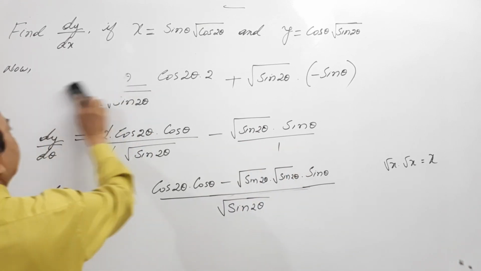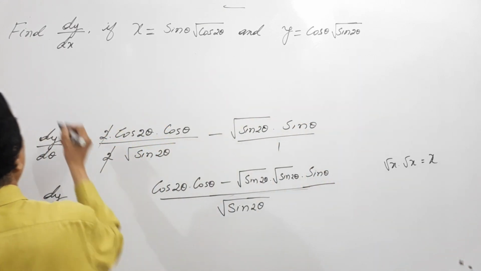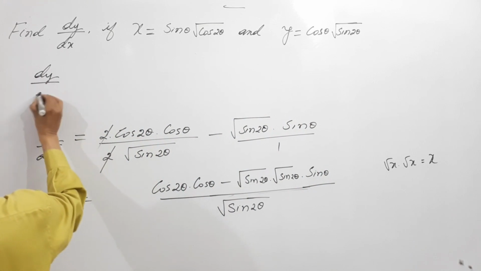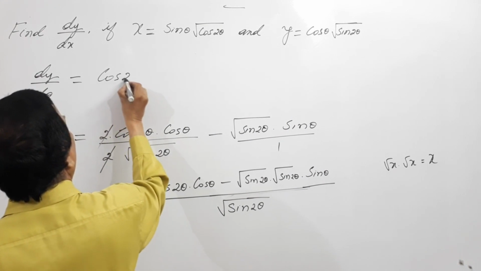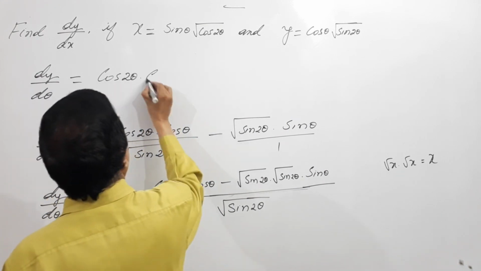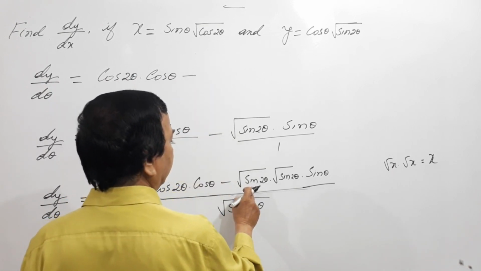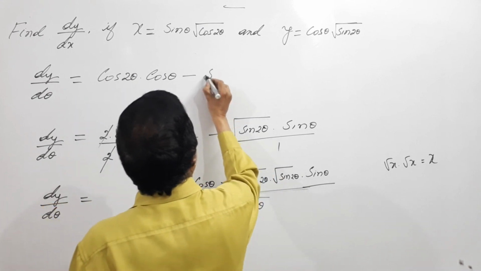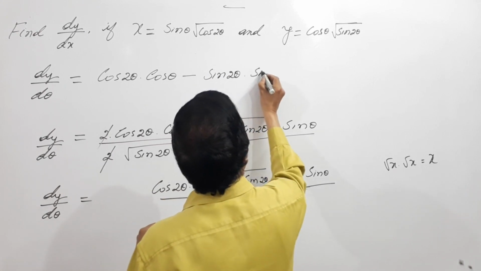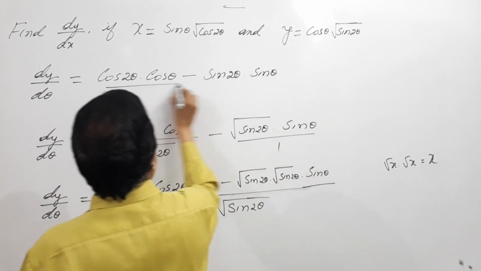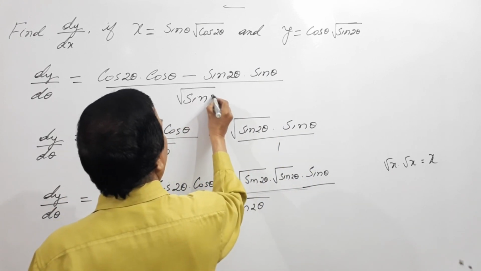Now dy by d theta equals cos 2 theta into cos theta minus under root sin 2 theta into sin 2 theta becomes only sin 2 theta, into sin theta, divided by under the root sin 2 theta.